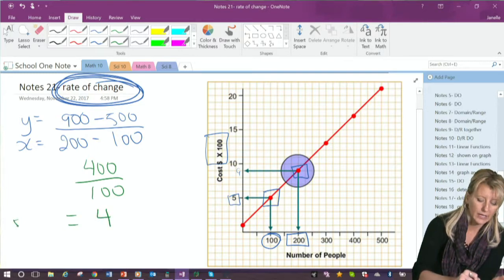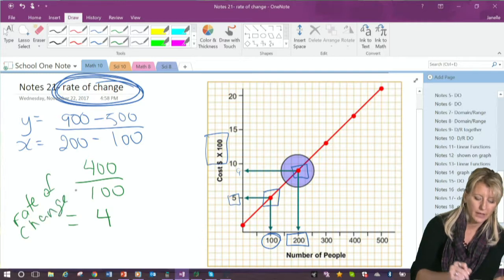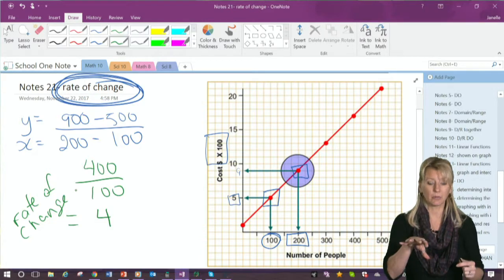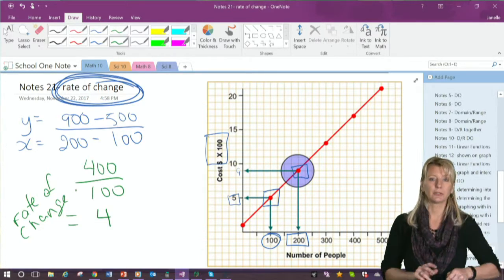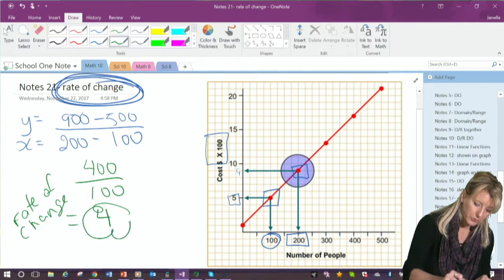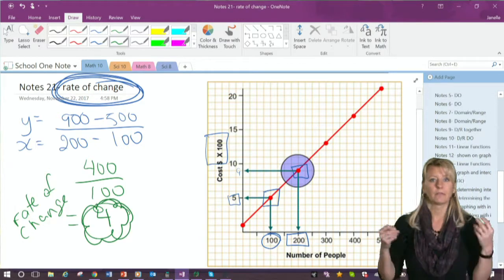Okay? So the rate of change is 4. And I'm going to show you this. This is the example of the haul. This is the haul example right here. How much did it cost per person? How much did it cost per person to go to this pâté? Pâté! Yeah, it cost them $4. We just proved that that's correct.